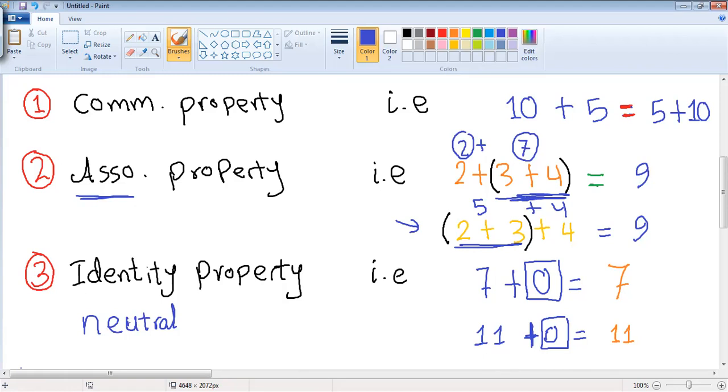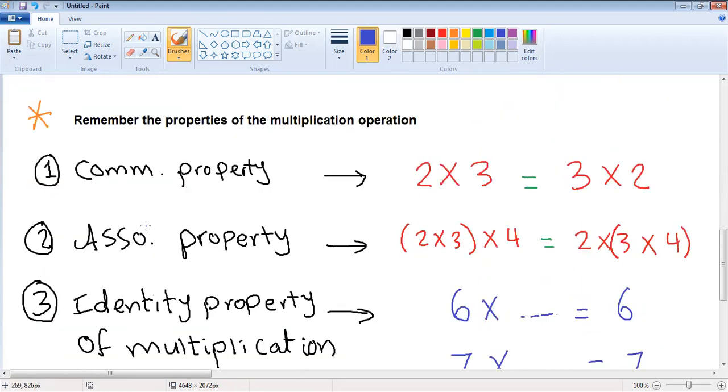Now let's revise the properties of multiplication. They are the same as addition. Commutative property: 2 times 3 is equal to 3 times 2. And of course, you know the answer is 6. Number 2, associative property: 2 times 3 times 4 is equal to 2 times 3 times 4. But what is the difference? The bracket here is on 2 and 3, but the bracket here is on 3 and 4. They have the same answer.